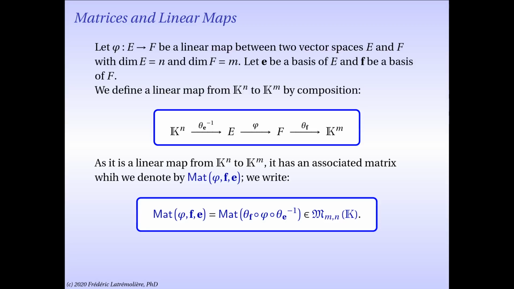The matrix of phi in the ordered bases bold F and bold E is thus, by definition, the matrix of the function theta sub bold F composed with phi composed with the inverse of theta sub bold E, which is a linear map from k^n to k^m.